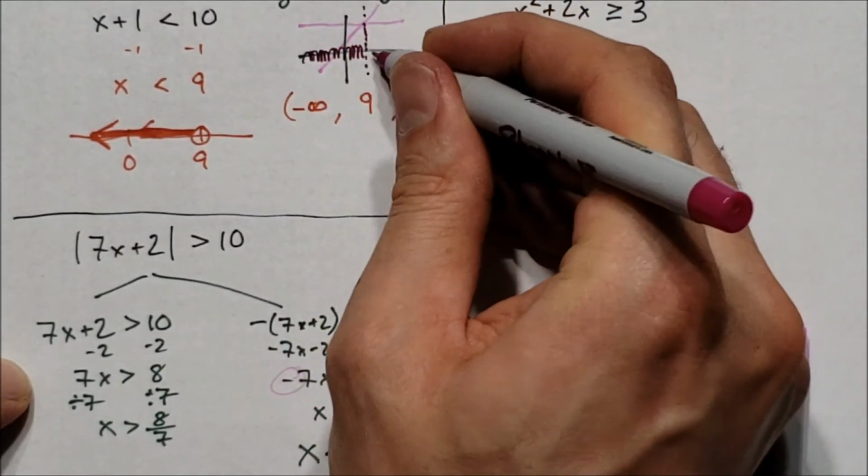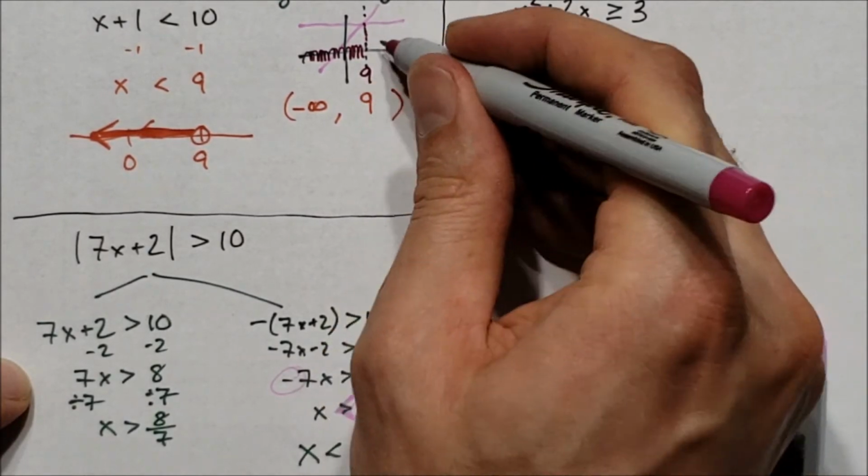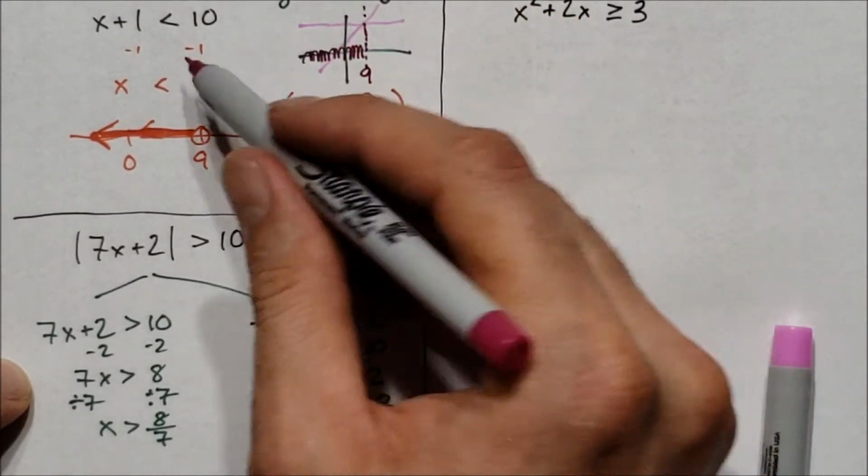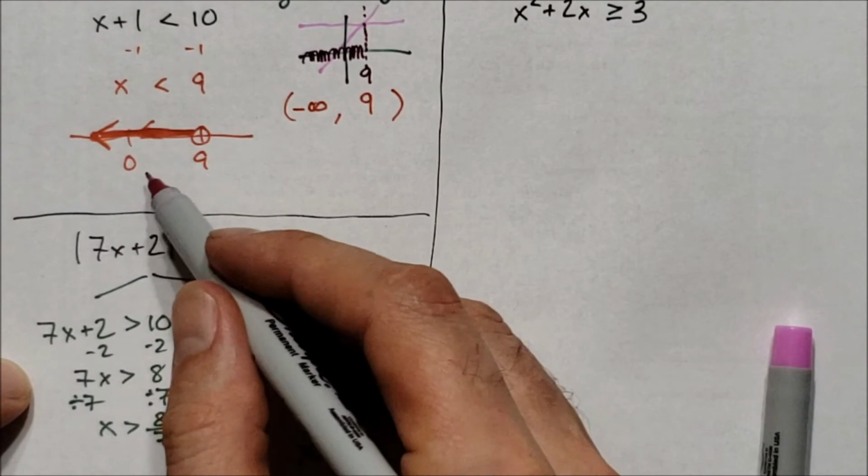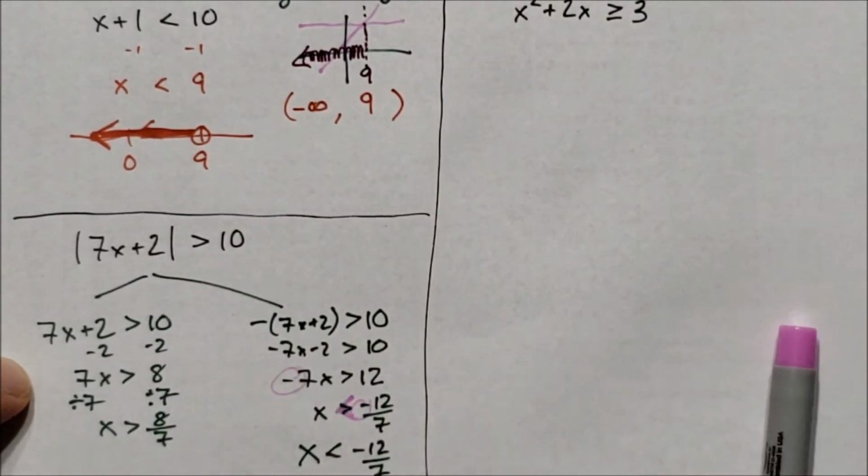Well, this is a number line. This is 9 right here. It doesn't include that because it's strictly less than, but it's the same thing as our number line here, and it just continues to go on.